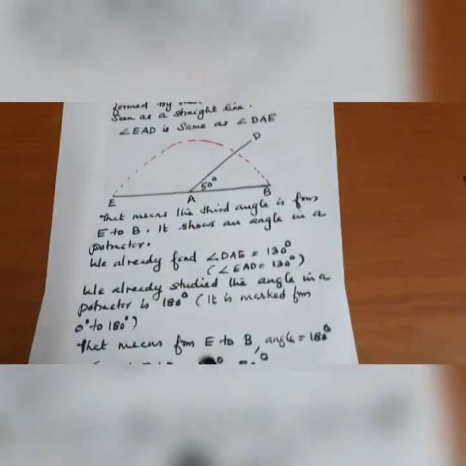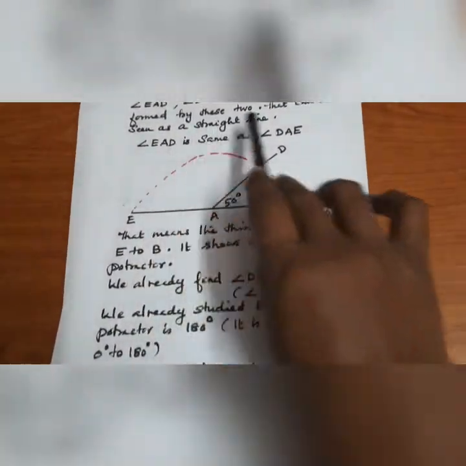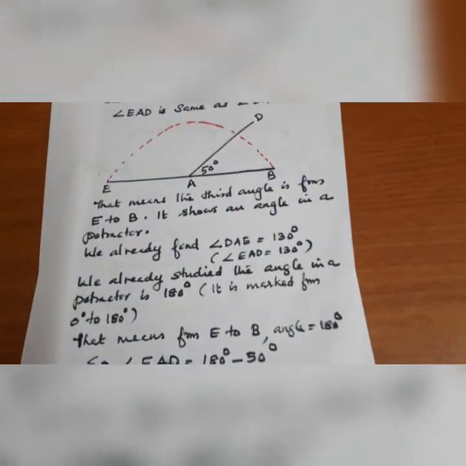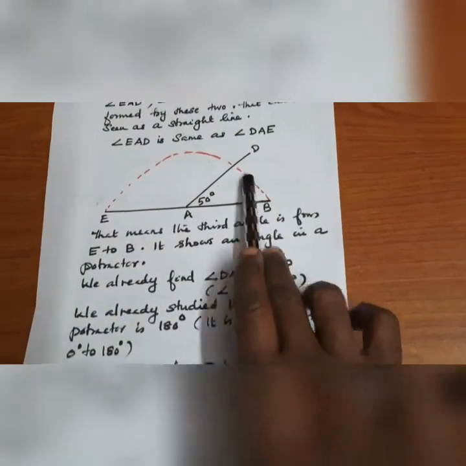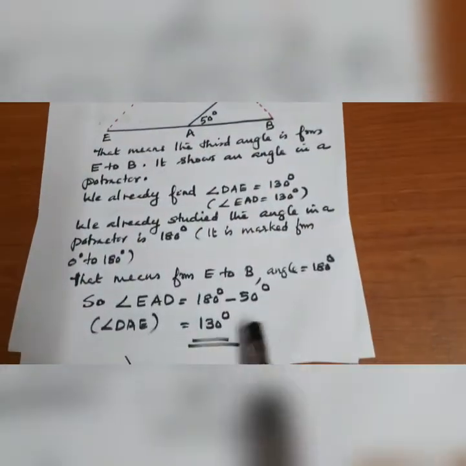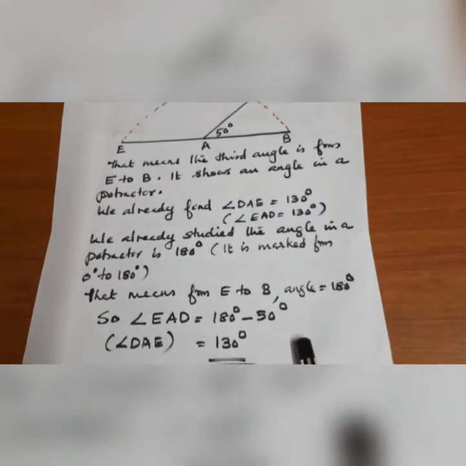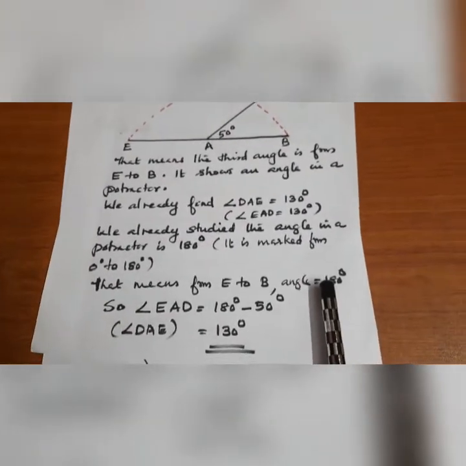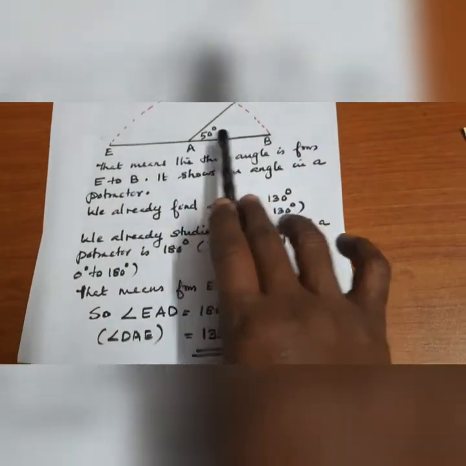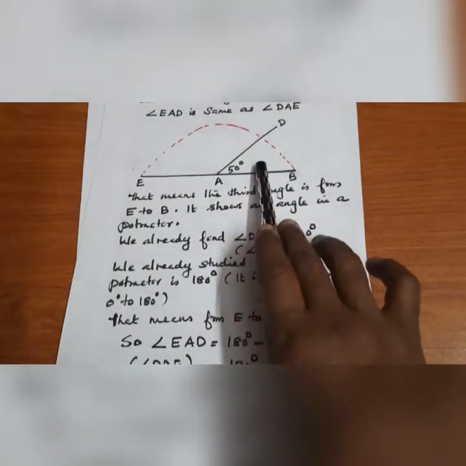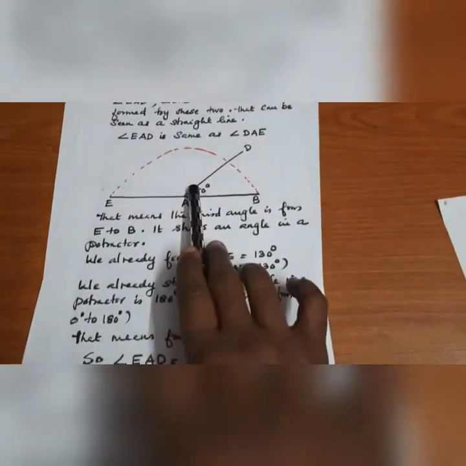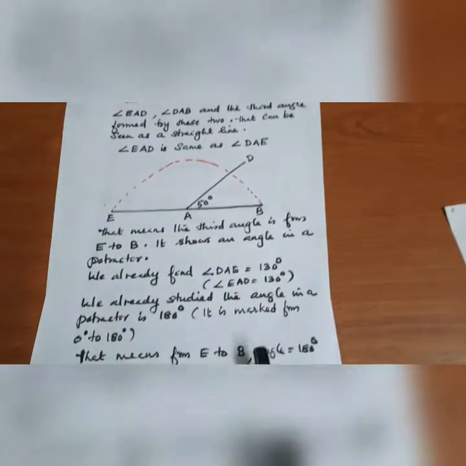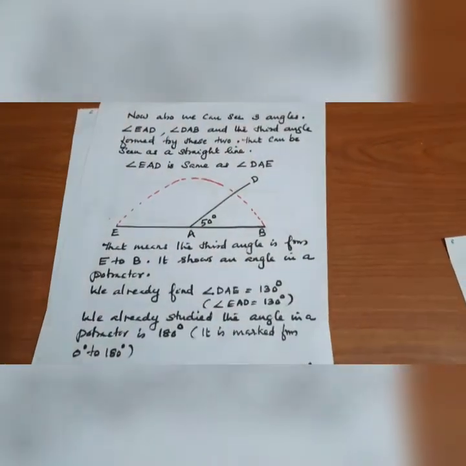Here, the total angle in a protractor is 180 degree. Given angle is 50 degree. Therefore, the remaining angle is equal to 180 minus 50, that is 130 degree. Is it correct? Yes. Total angle is 180 degree. Given 50 degree angle, then the remaining angle is 180 minus 50, that is 130 degree.